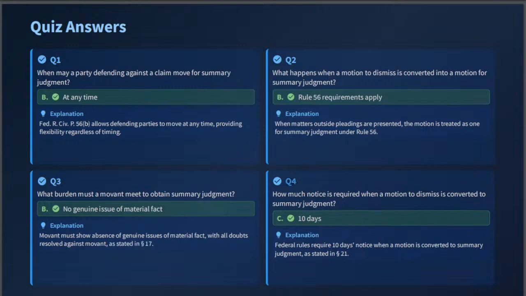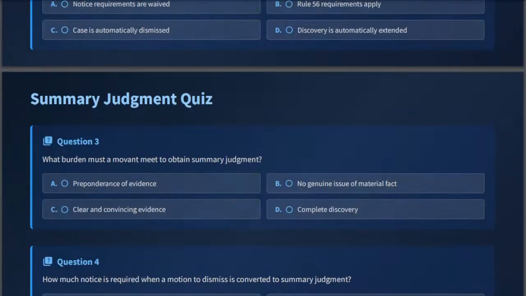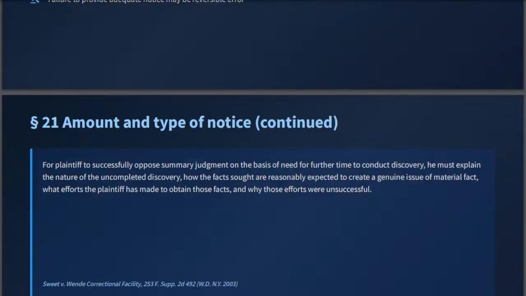And finally, on to question 4, which was a bit of a trick question here, and I'll get into that, but how much notice is required when a motion to dismiss is converted to a summary judgment? The answer was C, 10 days, according to the Rules of Civil Procedure 56. The federal rules required 10 days notice when a motion is converted to summary judgment, as stated in Section 21. However, we go back to Section 21.